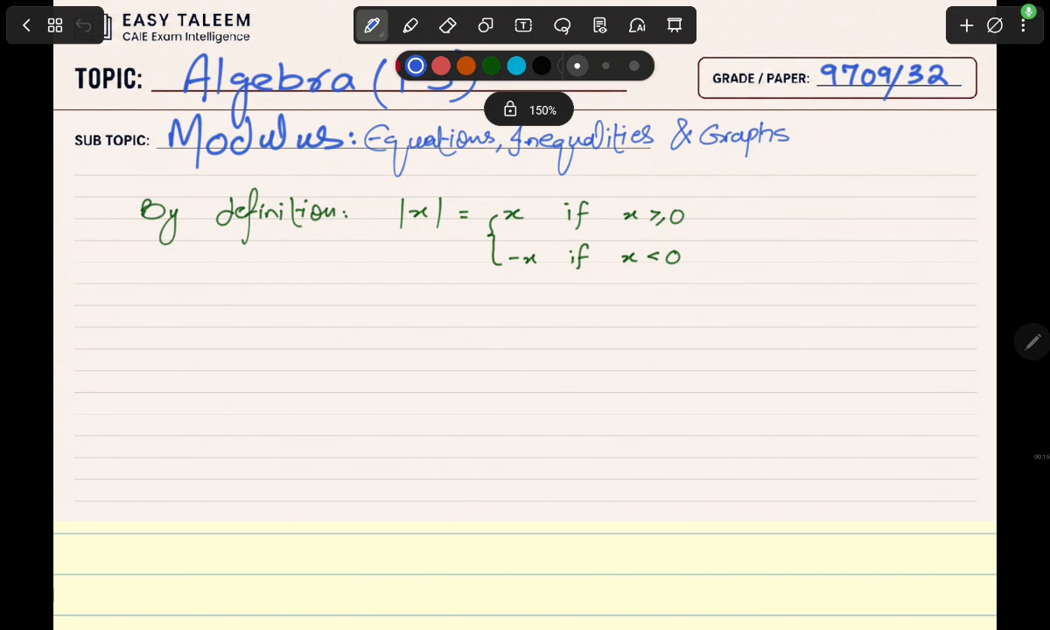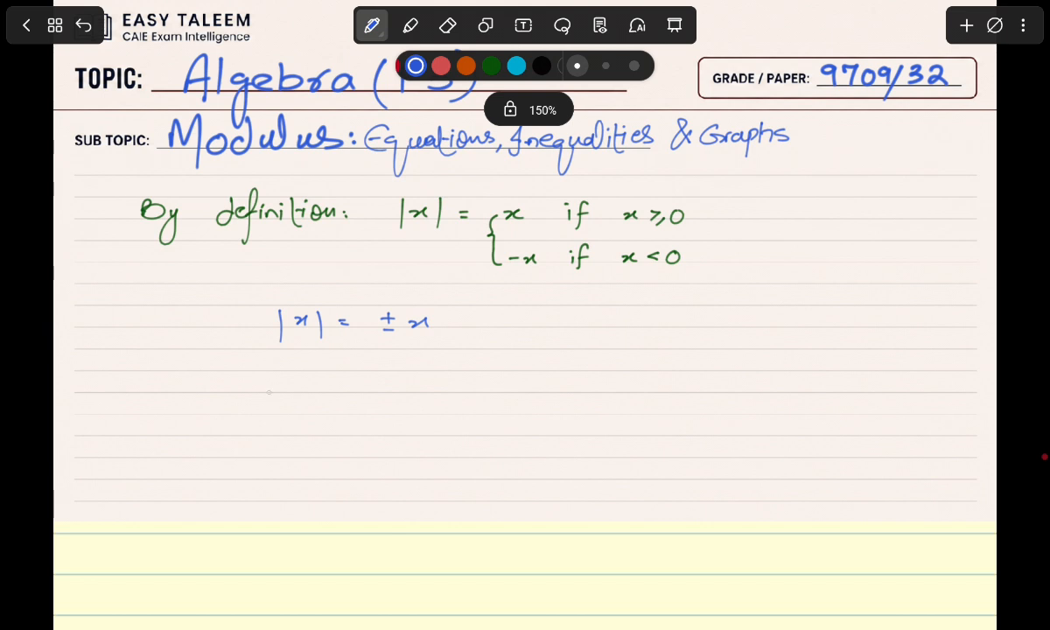Before we solve a single modulus question, before we touch inequalities, or before we do any exam questions, I want to fix one misconception that causes students to lose marks. Most students think modulus means you make everything positive. Like, modulus of x, if you open it up, you get plus and minus x. That's not wrong, but it's not the actual definition.